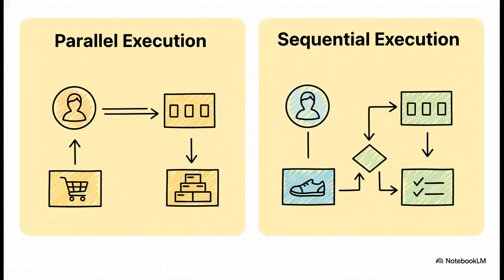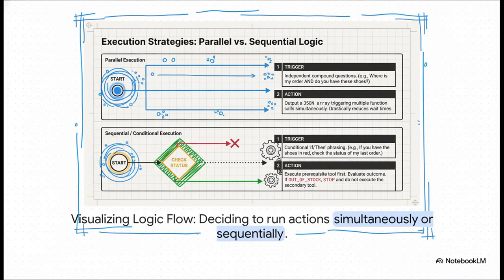The other play is sequential execution. This is for your if-then questions, like if you have these shoes in stock, then place an order. It has to get the answer to the first part before it can even think about the second. And this diagram really lays it out visually. You see that top path? That's parallel. Two things happening at once, nice and fast.